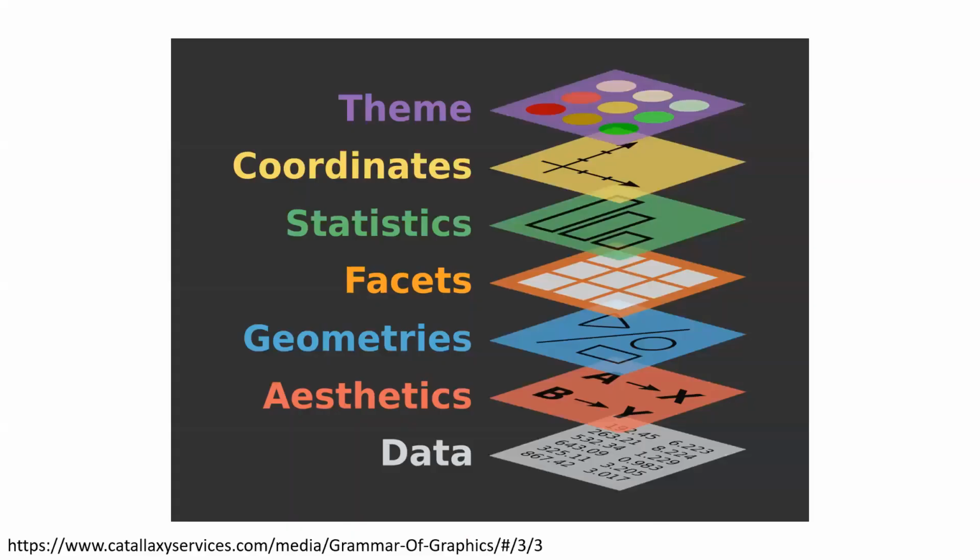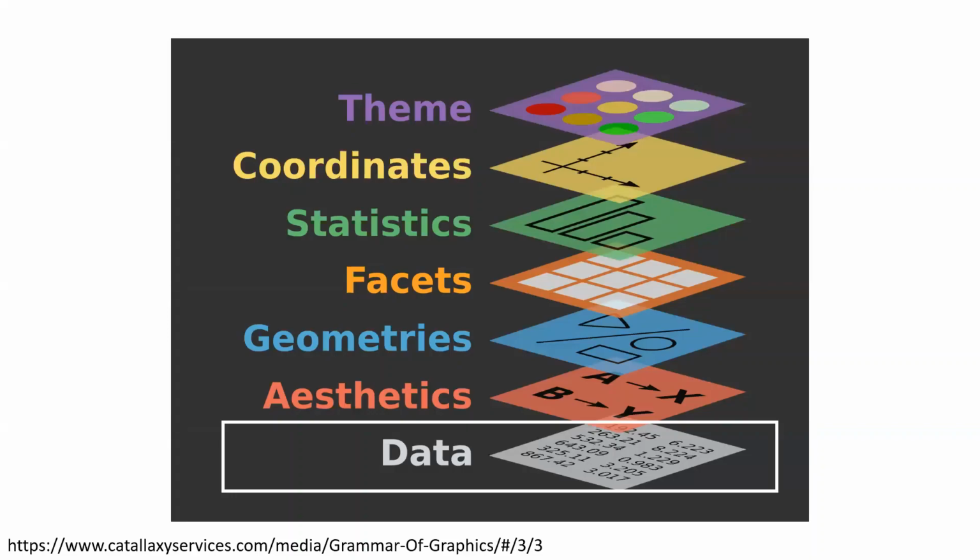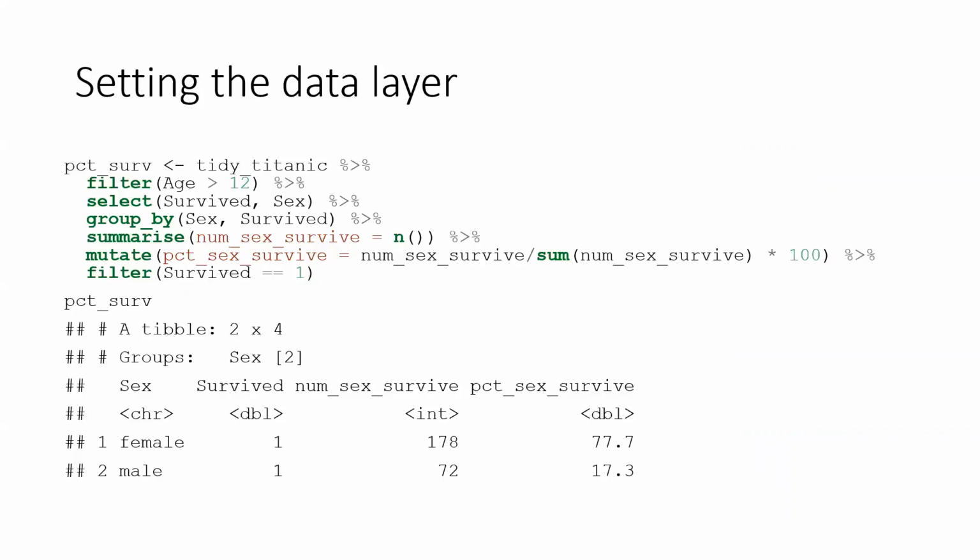So let's talk first about the data layer. This was our data from before. I just wanted to recap this. This is how we made our pct_surv, and this is telling us the percentage of females surviving and males surviving aboard the Titanic. To set a data layer for a ggplot, you use the ggplot command, and you set data equal to your data. Kind of self-explanatory there.